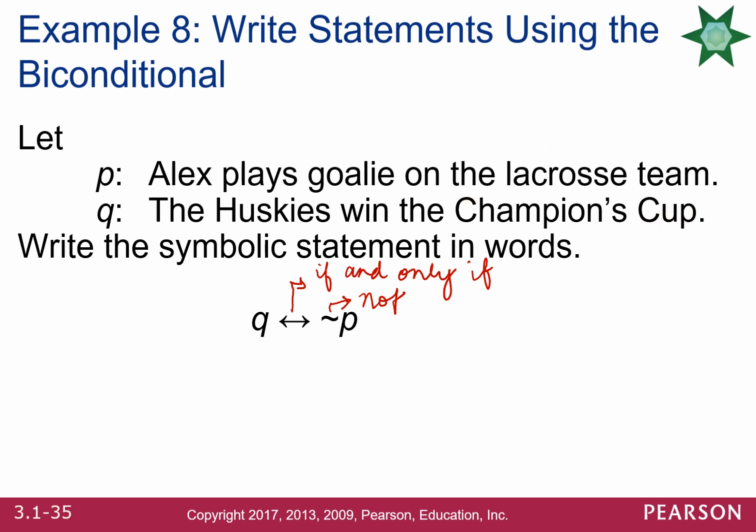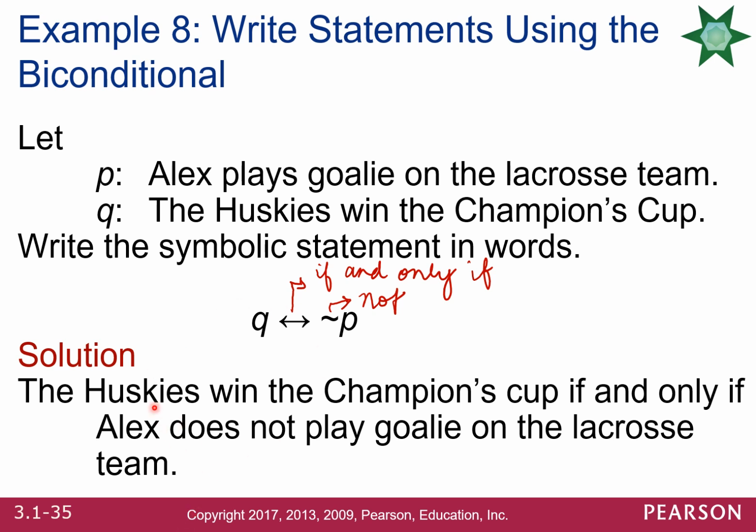All right, so let's pull up the solutions here. It says the Huskies win the Champions Cup if and only if Alex does not play goalie on the lacrosse team. So we have the negation here of P. All right, Alex plays goalie on the lacrosse team is what the statement P is, but it's negated, so we have to include a not in between. And then Q is the Huskies win the Champions Cup. And then because it's a two directional arrow, we have to say if and only if.